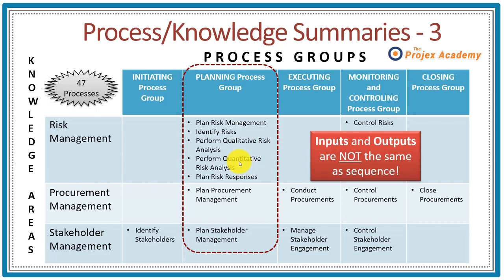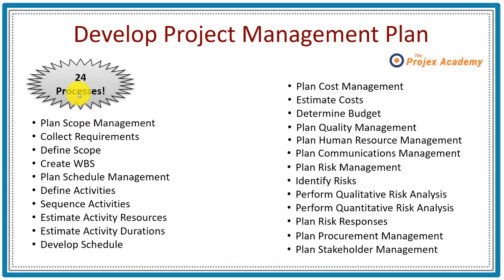I am referring here, of course, to the PMBOK 5th edition guide, as I'm recording this at the end of 2017. In March 2018, all exams will be based on the 6th edition, and there will be some small changes to some of these processes. But for now, there are actually 47 of them. And of those 47 processes, 24 of them all fall within the planning process group. I list them again here just for your easy reference.